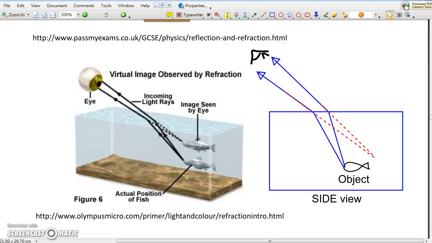We produce the refracted rays backward. In this way, you may mark the position of the image, and you can see the image is a little bit higher in position than the object. And you should note that where you see the fish is not actually there.